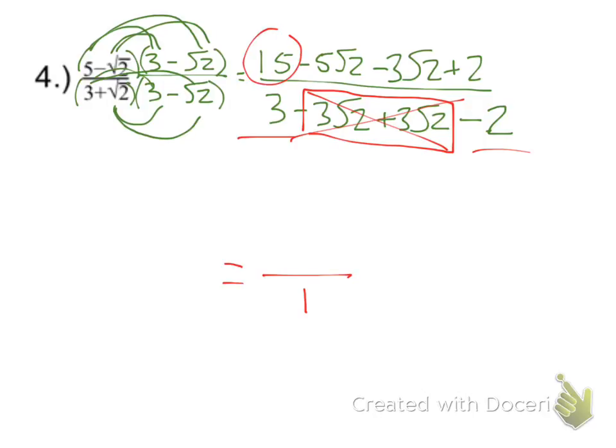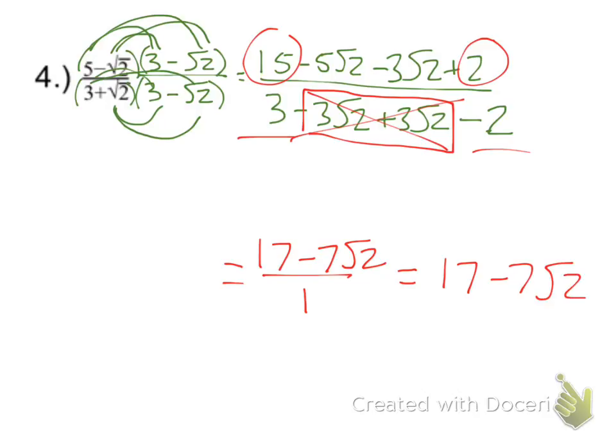Gathering like terms, 15 plus 2 is 17. And negative 5 square root of 2 plus a negative 3 square root of 2, so negative 5 of them minus 3 of them is a negative 7 of them, and them are square root of 2's. If I'm just going to divide by 1, now a lot of times you can leave it here, but since 1 is just 1, I'm going to get rid of that completely and make our lives a little bit easier. And the answer is 17 minus 7 times the square root of 2.